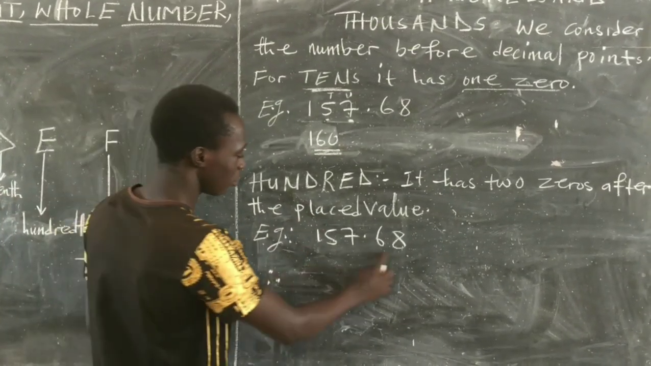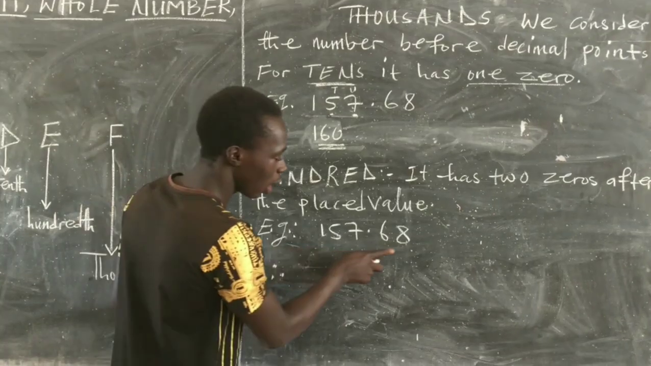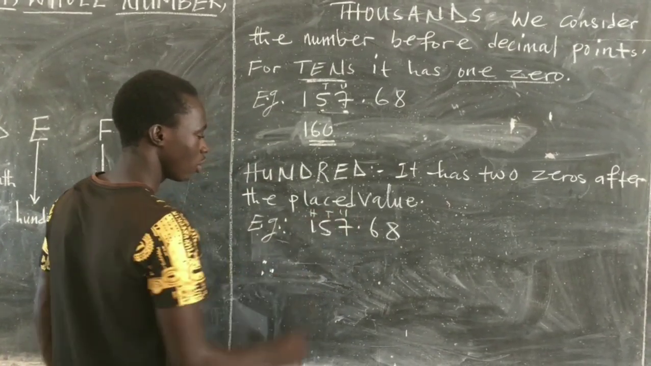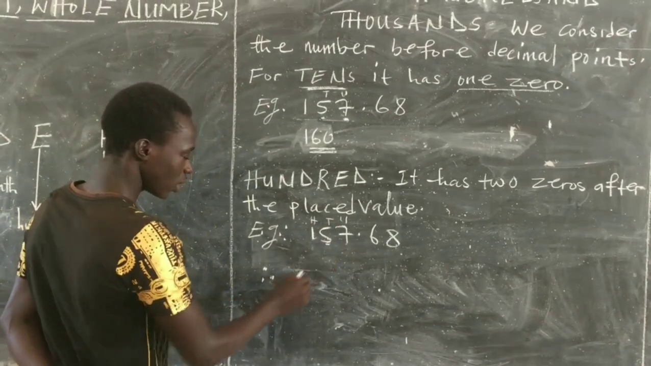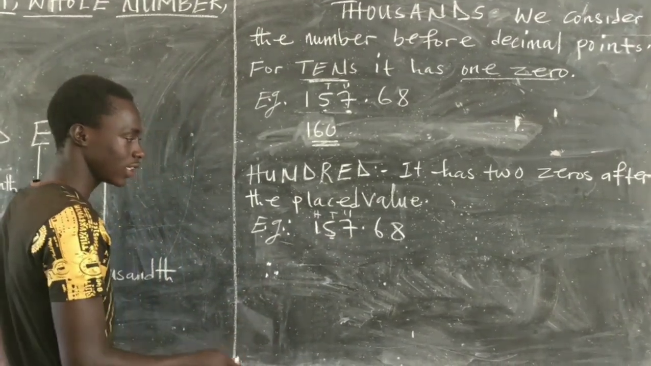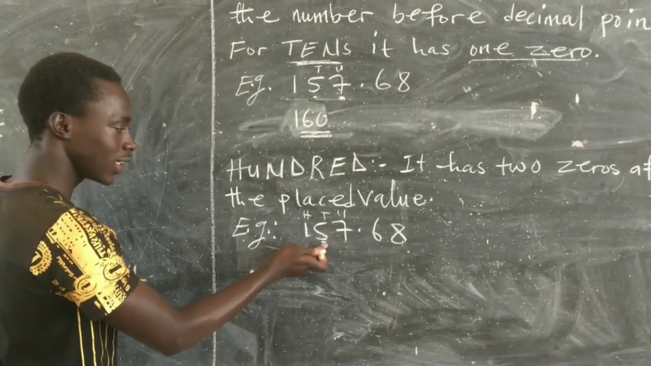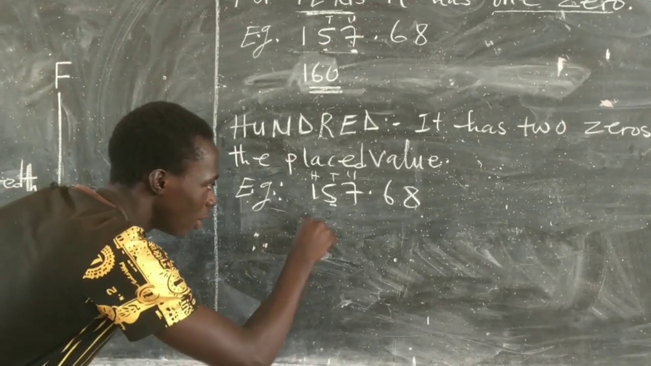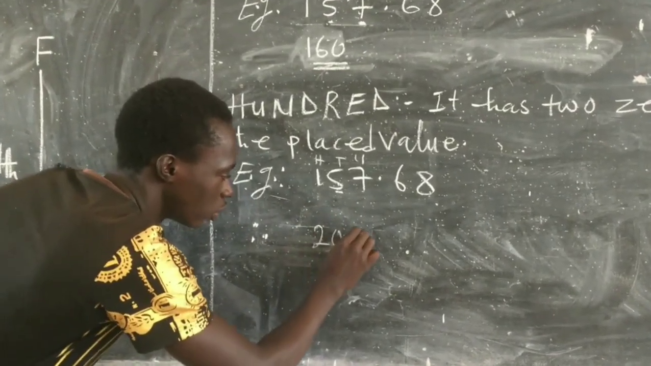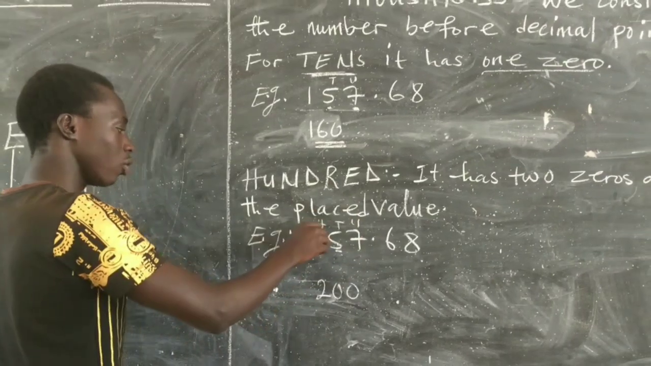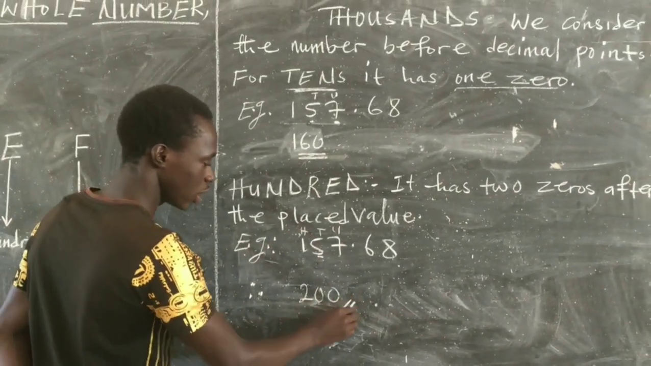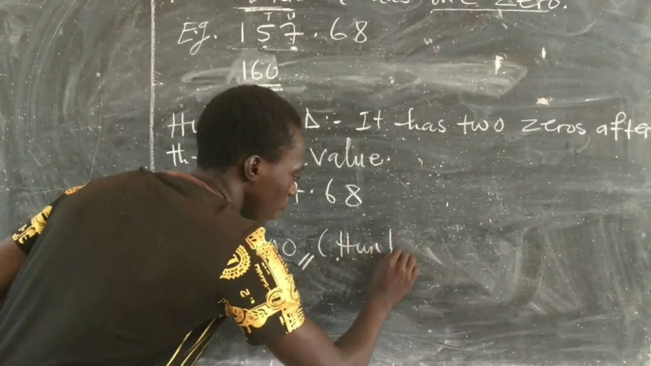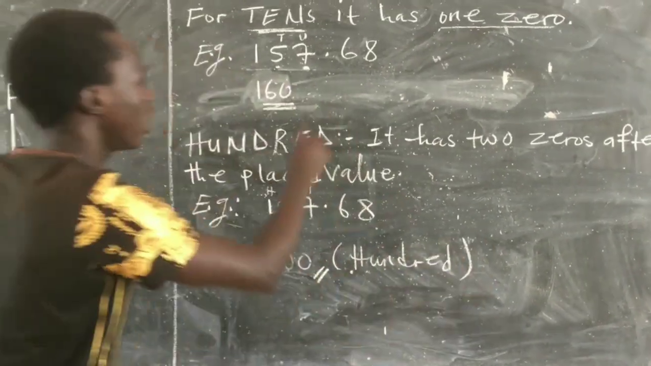If you are to take these numbers to nearest 100, this is unit, this is 10, this is 100 now. This number is exactly 5. We said it here, if it is less than 5, you round down. But if it is exactly 5 or greater than 5, you round up. So the answer here will be 2 0 0. This is 5. If you add 1 to this one, it will be 2 0 0. So this is nearest 100.